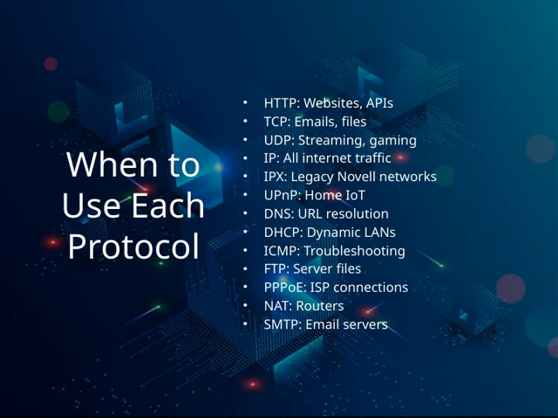When considering when to use each protocol, it's important to understand their specific roles in network communication. For example, HTTP is primarily used for websites and APIs, making it essential for web browsing and data exchange on the internet. TCP, on the other hand, is reliable and is used for emails and file transfers, where accuracy matters. UDP is faster but less reliable, making it ideal for streaming media and online gaming where speed is more critical than perfect delivery. IP acts as the backbone, handling all internet traffic by routing data packets across networks.